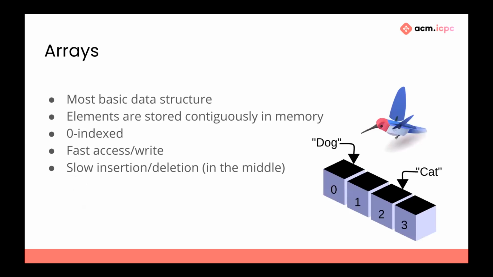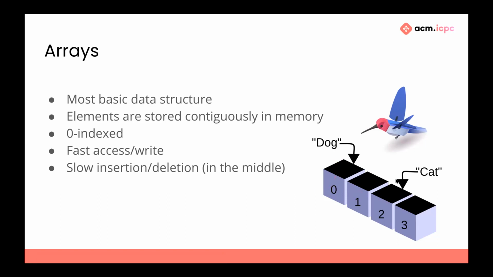Okay, so arrays. Arrays are basically just an implementation of a list, and they are considered the most basic data structure. For example, if you were given a list in a contest problem and you needed to read that in, your first instinct would be to read that list into an array. Arrays are basically a bunch of elements that are stored contiguously in memory, and contiguously just means one after another. So for example, if we had an array of strings, those strings would be stored one after another.